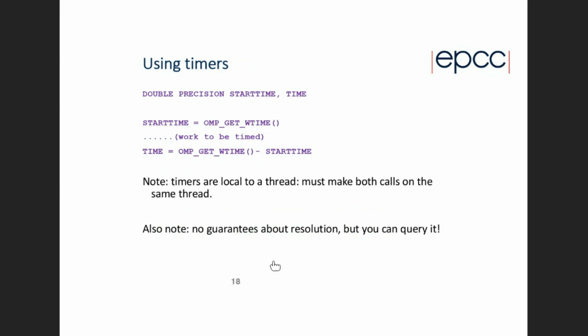So you just use it in the usual way. Call it once, store the result, do the thing you want timing, and then call it again and take the difference. In principle, timers are meant to be local to a thread. So in order to get a meaningful result, these two calls need to be done by the same thread. As I say, you don't have any guarantees about the resolution, but you can at least ask.